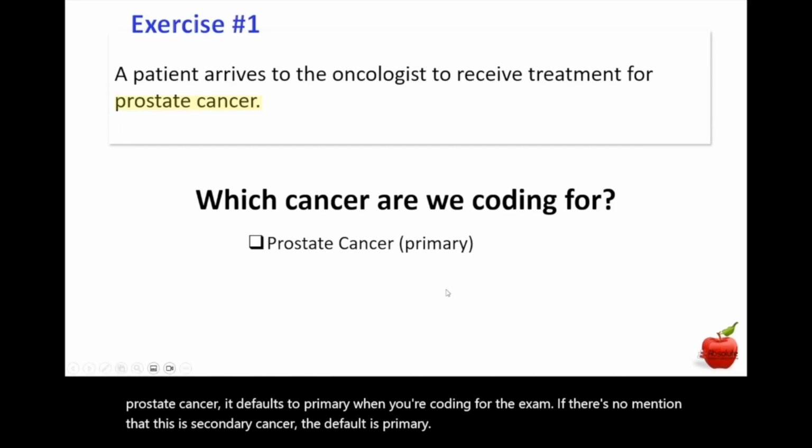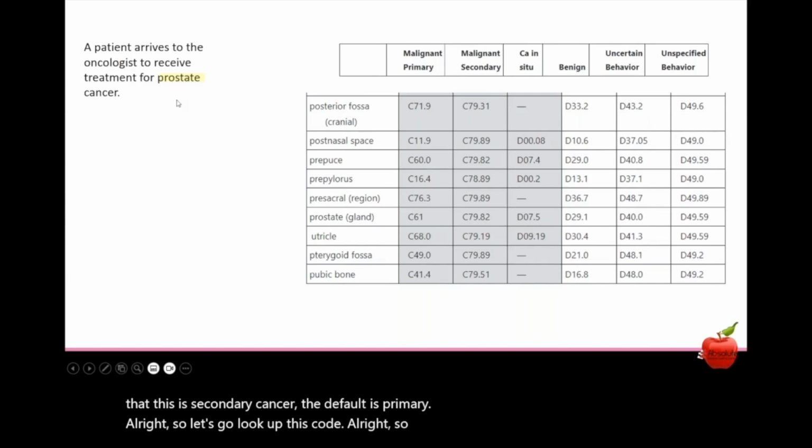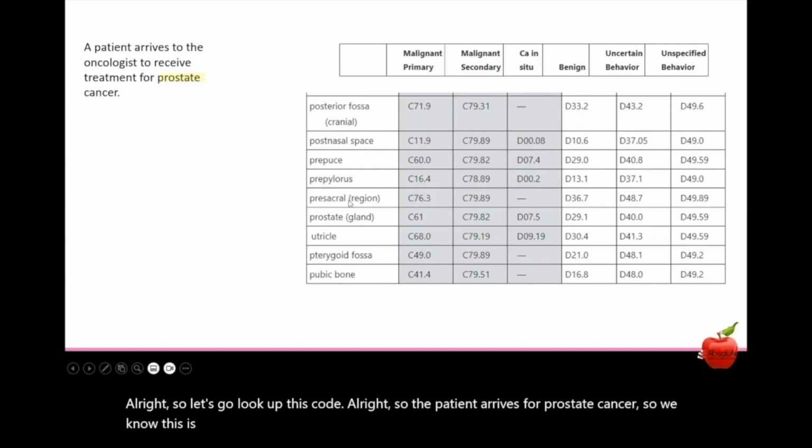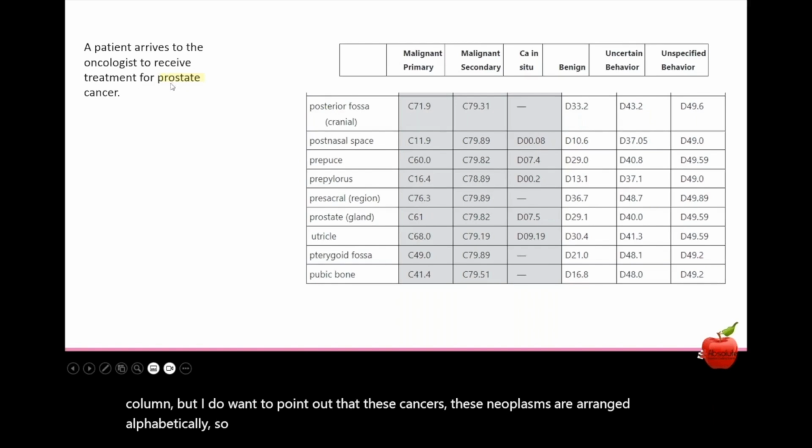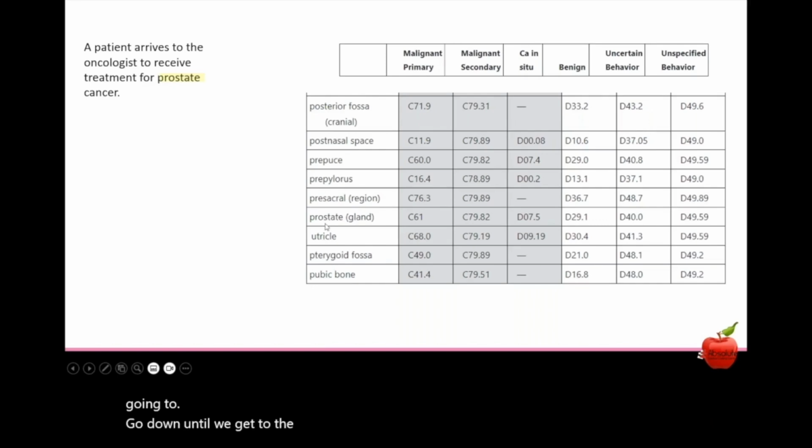All right, so let's go look up this code. The patient arrived for prostate cancer, so we know this is primary. We're going to take our code from the first column, but I do want to point out that these cancers, these neoplasms, are arranged alphabetically. So you just look for your cancer in alphabetical order. We're going to go down until we get to the P's and we find prostate cancer.